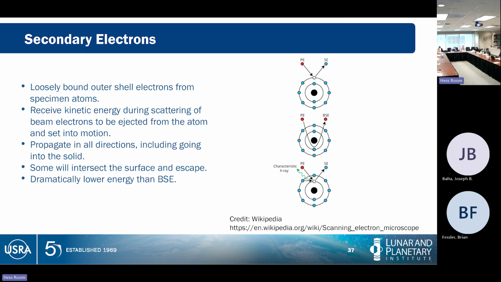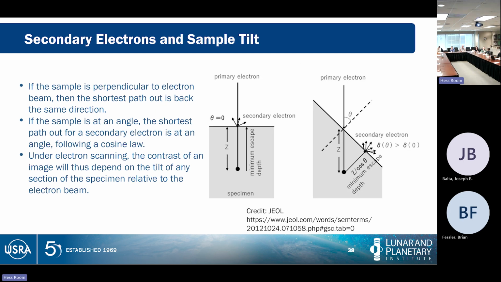These electrons bounce in every direction once they're emitted, including into the solid. Some of them will intersect the material surface and escape, and those can be detected. There is a big difference in the energy of the electron between a backscattered electron and a secondary electron. That is how you tell them apart. That's why they behave differently. And that's why you're going to need a different type of detector for each of them, because the energy is going to be dramatically different.